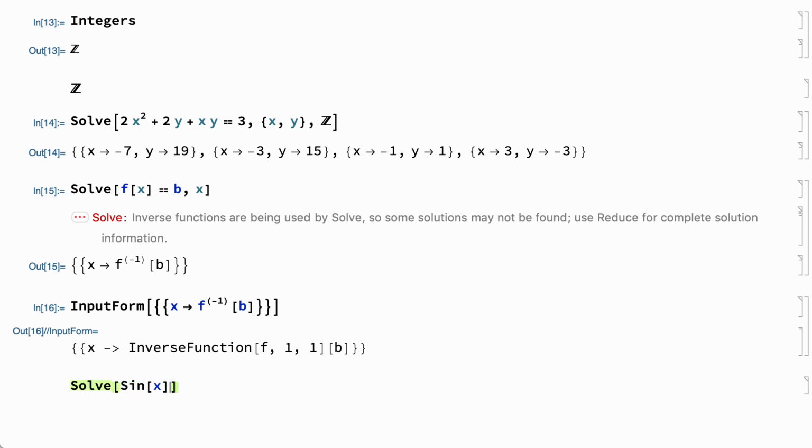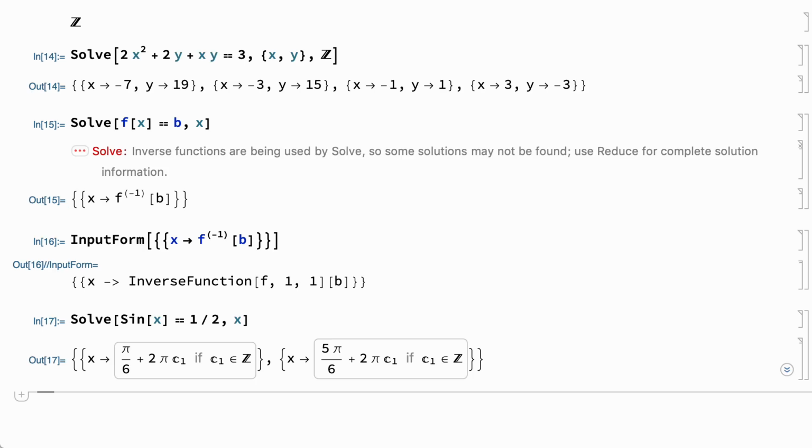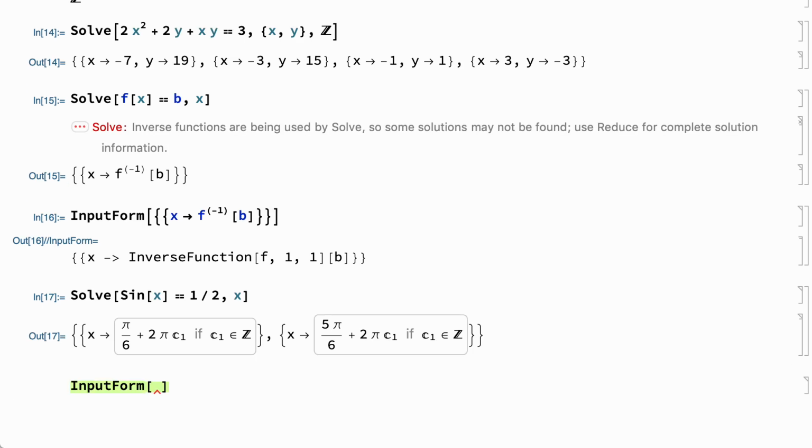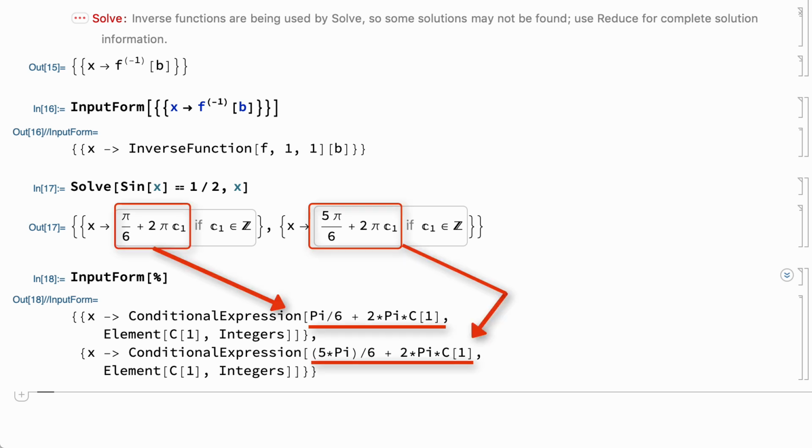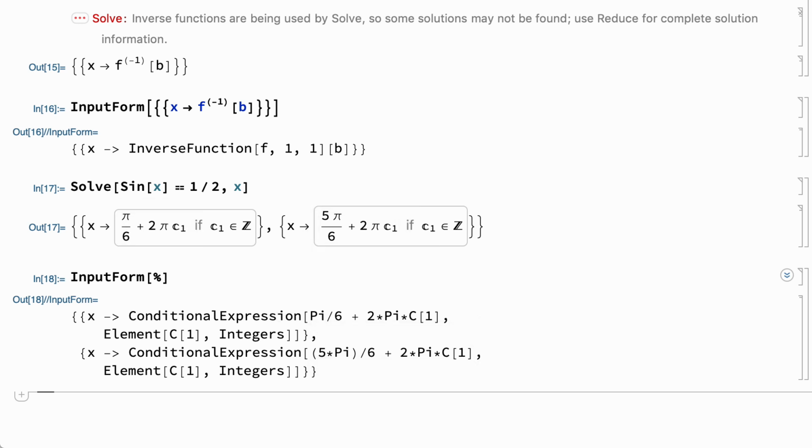For example, the equation sine of x equals a half has an infinite number of solutions. For that equation, however, the Solve function uses a conditional expression to represent that infinite set of solutions. The first argument in ConditionalExpression is the solution, which here is given in terms of a parameter C[1], and the second argument in ConditionalExpression gives the condition for that solution to be correct.